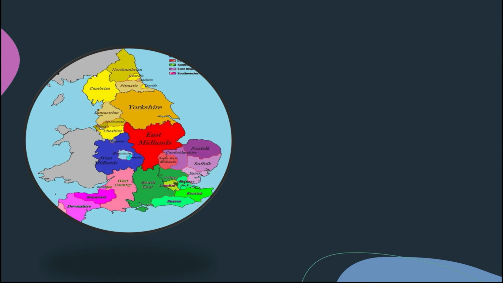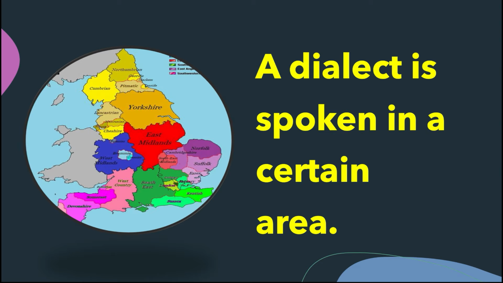We move on to the next. In other words, we can say that a dialect is spoken in a certain area, in a certain geographical location. For example, you have Yorkshire, East Midland, Southeast, West Country. So in different geographical areas, we have different ways of speaking. That is to say, a dialect is spoken in a certain area.